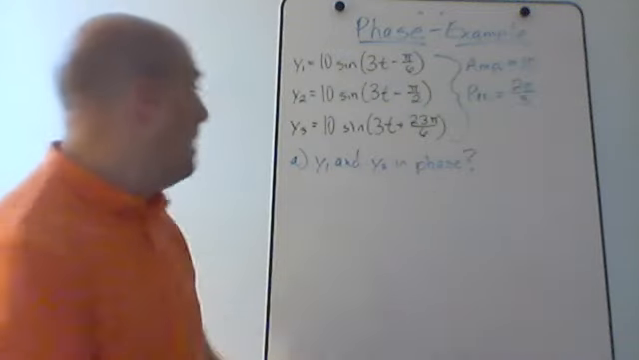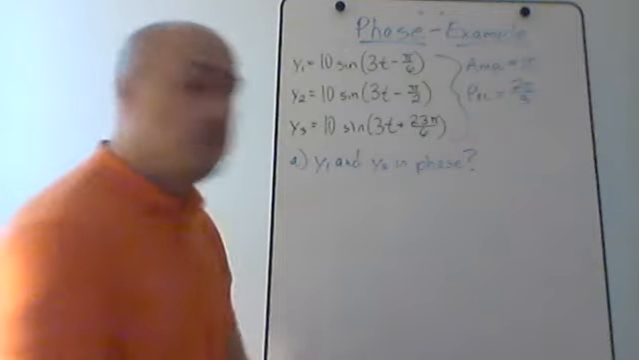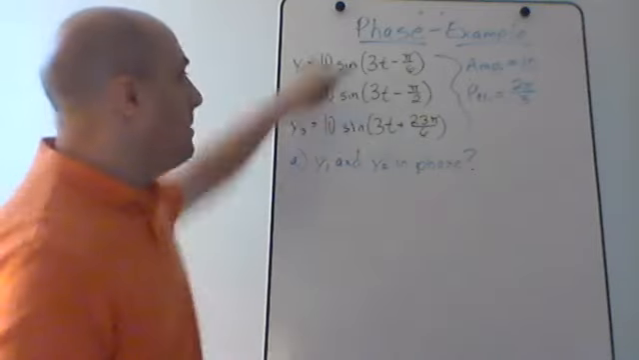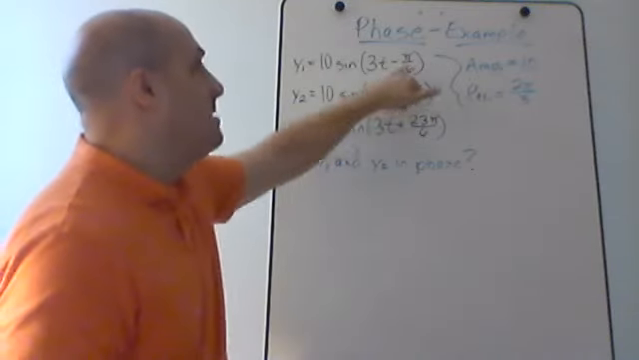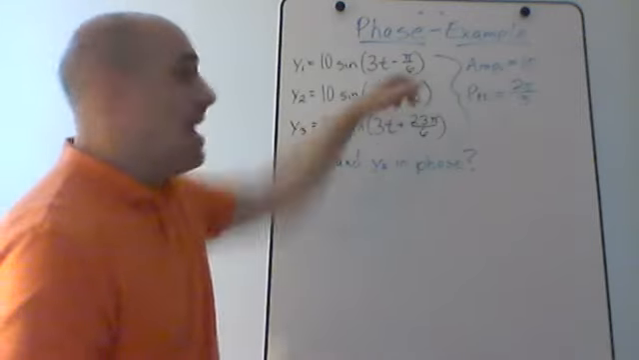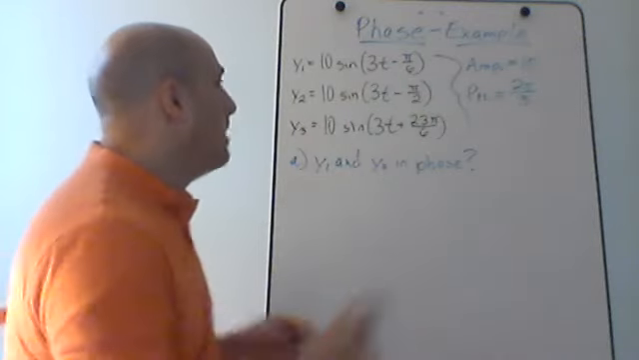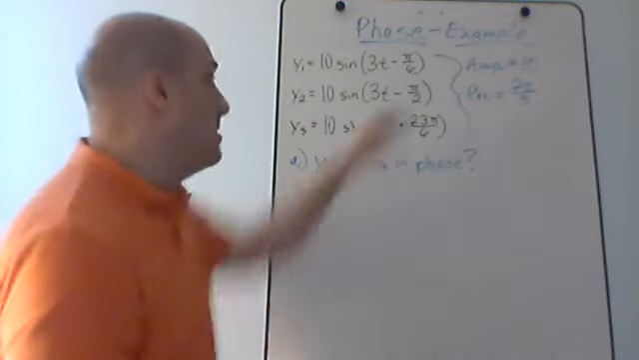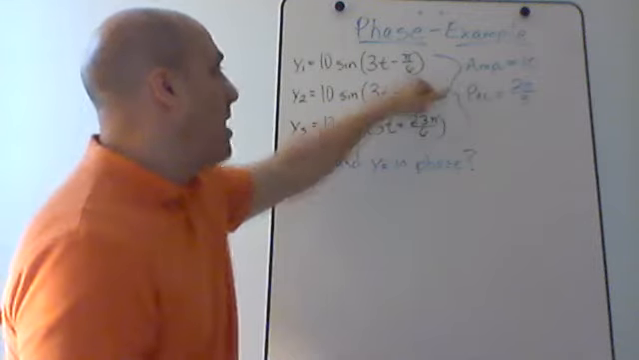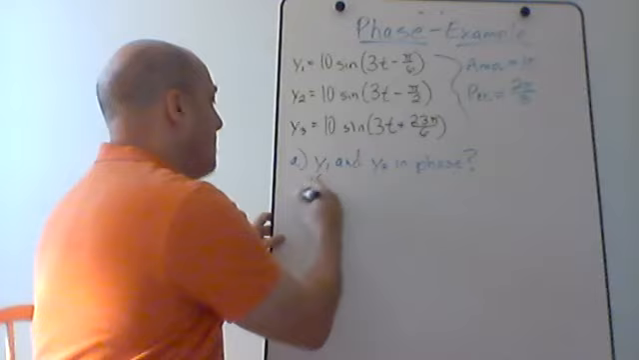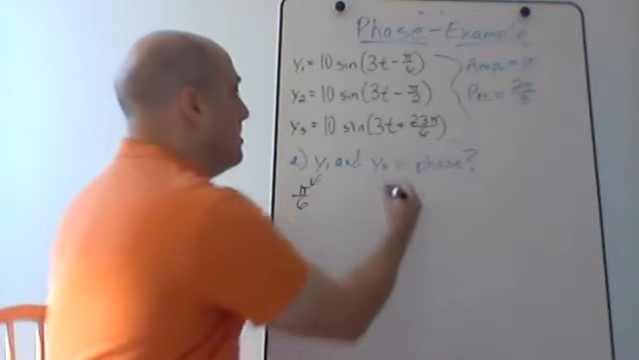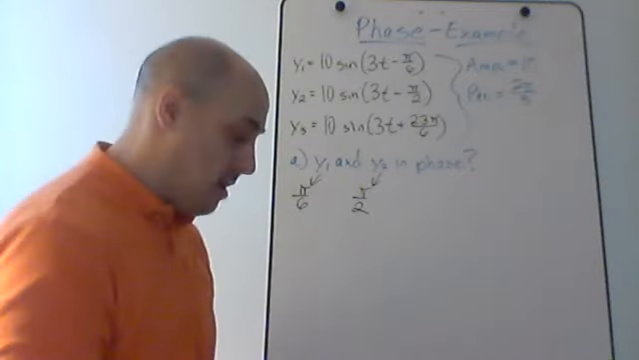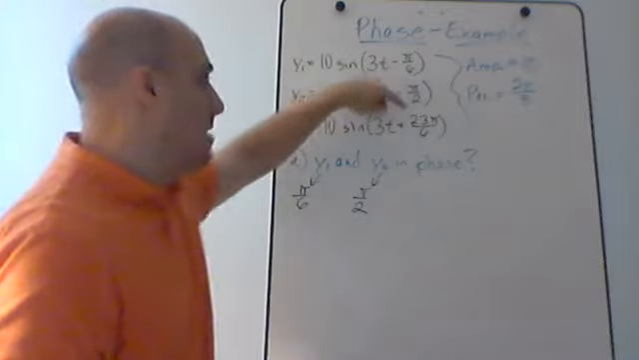The first one: are y1 and y2 in phase? If I want to know if they're in phase, I need to first find the phase of each one of those. When I have the sine function in this form, the phase is a number that's being added or subtracted at the end inside of the sine function, inside those parentheses. And it's the opposite sign of what you see, just like when you're doing horizontal shifts of the graph for sine and cosine functions, or for any function really. The minus pi over 6 means the phase of y1 is pi over 6. And the 3t minus pi over 2 in y2 tells me the phase of y2 is pi over 2. So that's the phase of each of those sine functions.